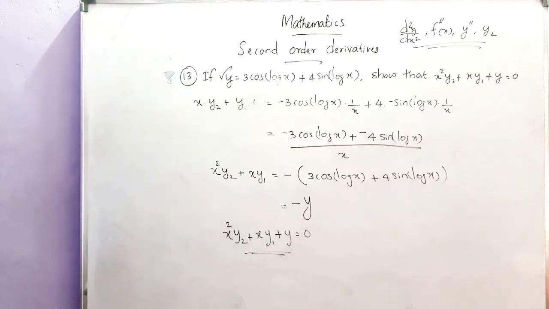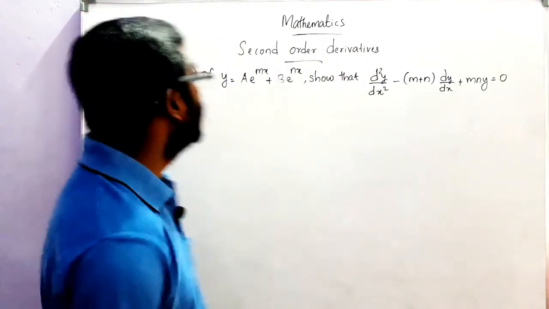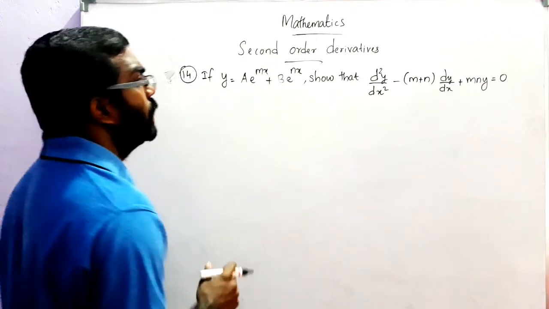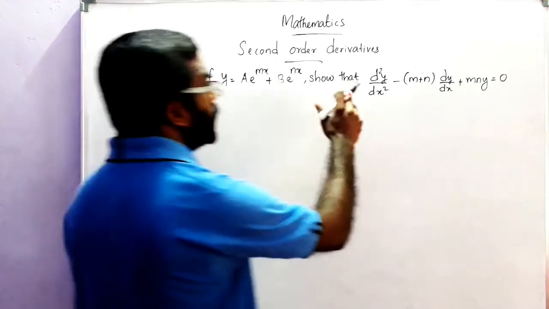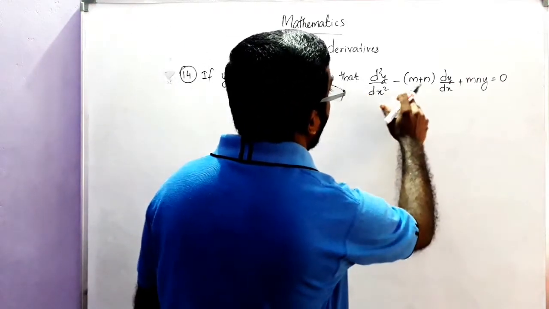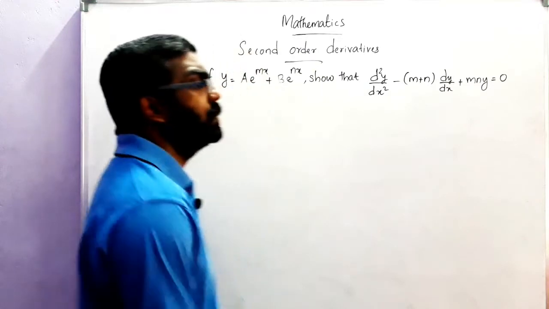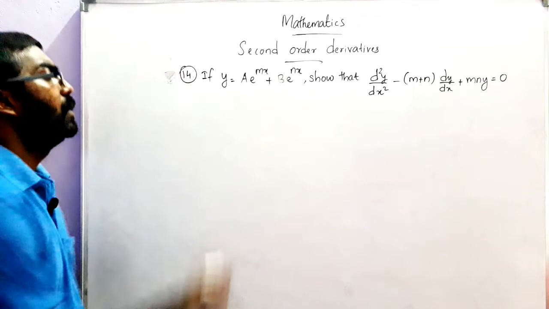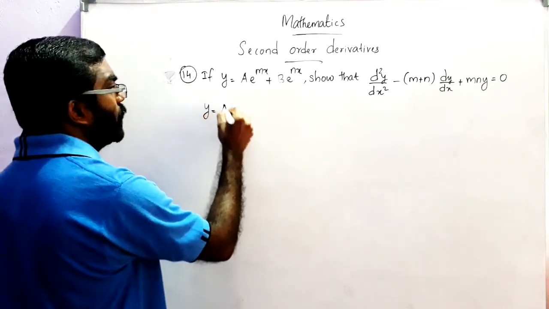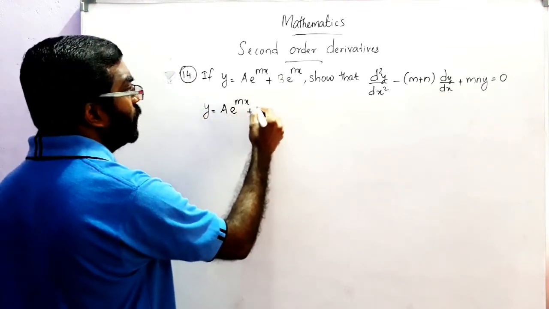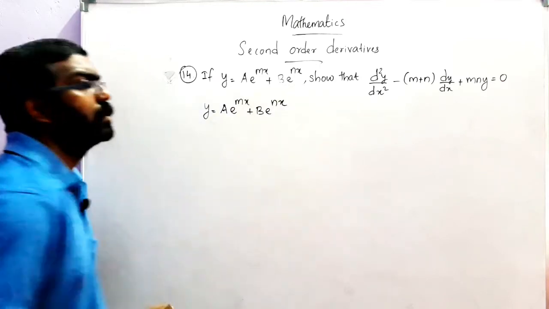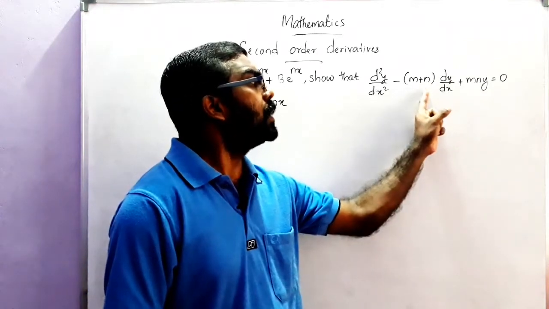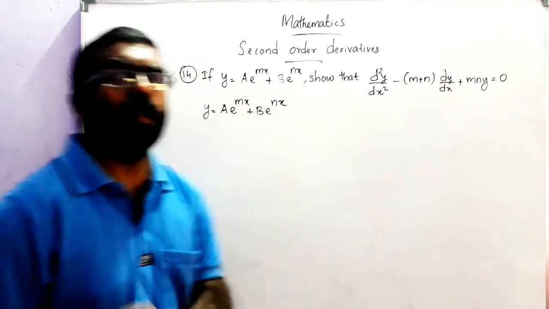Understood? Now we move on to question number 14. If y is equal to a e raised to mx plus b e raised to nx, show that d square y by dx square minus of m plus n into dy by dx plus mn into y is equal to 0. So given y is equal to a e raised to mx plus b e raised to nx, we have to prove d square y by dx square minus of m plus n into dy by dx plus mn into y equal to 0.